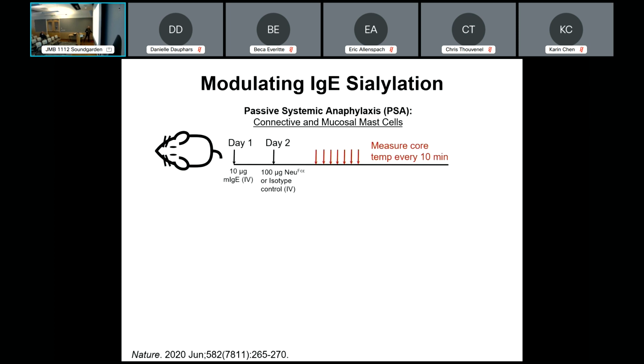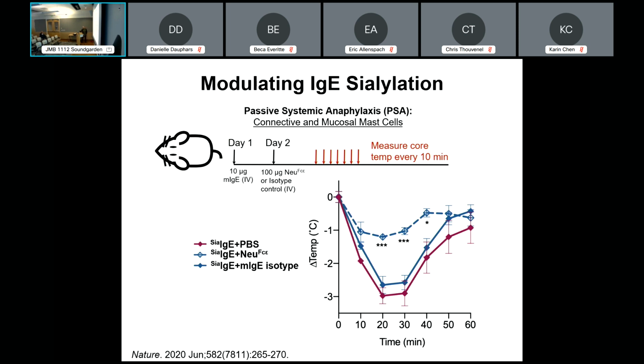Then in vivo, we turned to a model of systemic anaphylaxis where mice were sensitized systemically with the sialylated pathogenic IgE. They were given a neuraminidase Fc or an isotype control, and then the allergen, and we measured their temperature loss. There's a robust loss in temperature in the mice given sialylated IgE and isotype control, but attenuation in the animals given the neuraminidase Fc. So we can attenuate anaphylaxis in vivo by modulating sialylation.